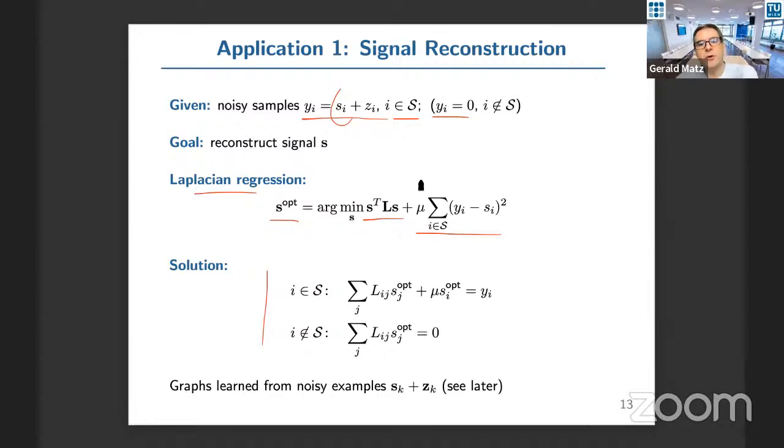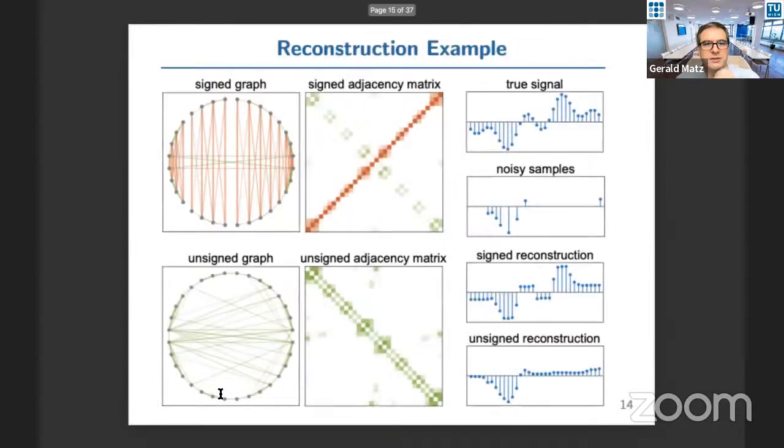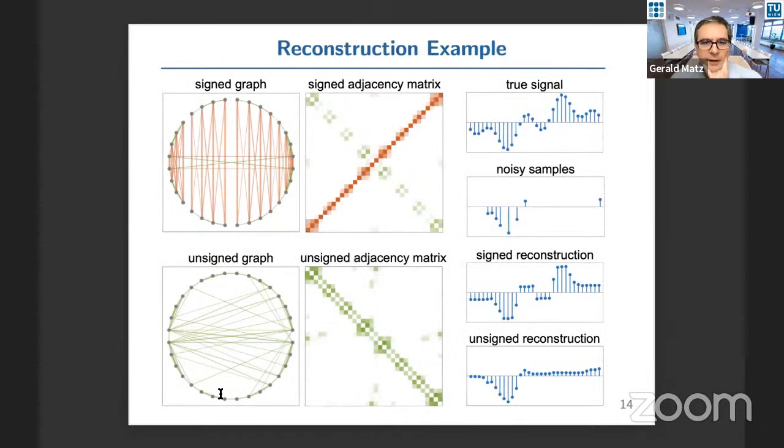And so, of course, what you need for that is you also need the graph topology. And in the examples that I'm going to show, what we're assuming is that you have seen examples of the signals that you try to reconstruct before, and you have learned the graph from those examples. And the learning I'll talk about a little bit later. Here, I just want to show the reconstruction results for a signal model that looks like this.